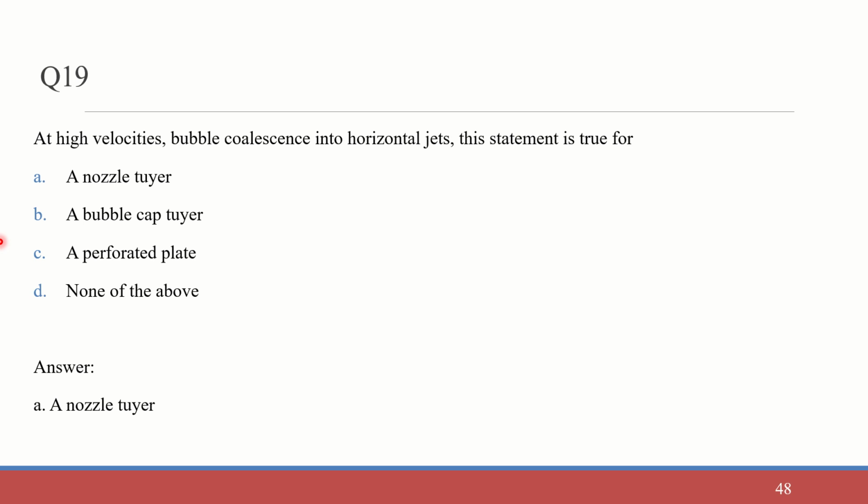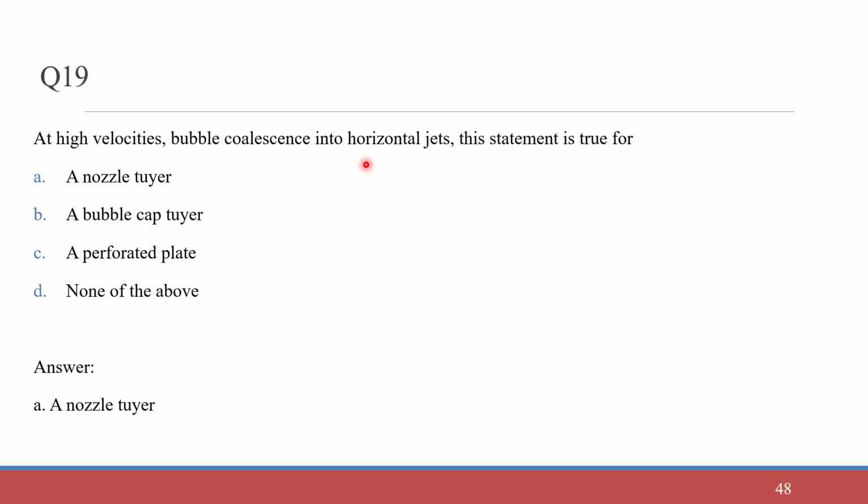At, I mean, if it is, just check for these statements in your notes itself. I'm a bit, I got confused over here. But the statement is: at higher velocities, bubbles coalesce into horizontal jets. What type of distributor are we using to get this particular condition? That is, at higher velocities, bubbles coalesce into horizontal jets.